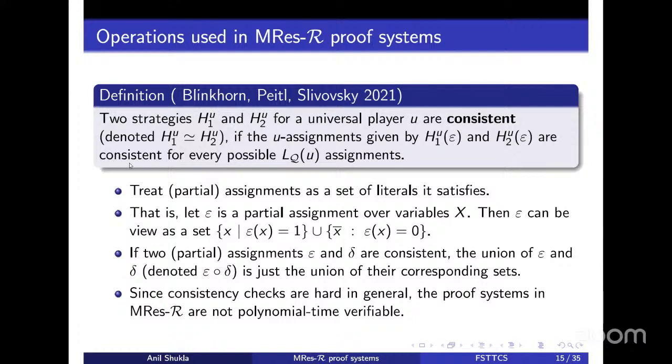And what is union? I can always view an assignment as the set of literals it satisfies. For example, if epsilon of x is 1, I take x; if epsilon of x is 0, I take not x. Now the union of assignments is also well defined. All these things have already been done in the SAT 2021 paper, where they design an algorithm for DQBF. The paper is titled QBF solving using resolution, and all this has been defined there.